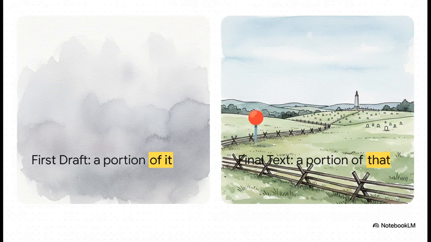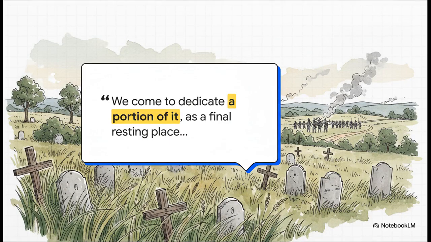Next up, Lincoln gets to the whole reason they're gathered there. The first draft is a little vague. It uses the pronoun it, but the final version gets way more specific. So the first draft says a portion of it. Now, grammatically, we know it refers to the battlefield, but the word itself is kind of abstract, right? It puts a little bit of distance between us and the raw reality of the place.